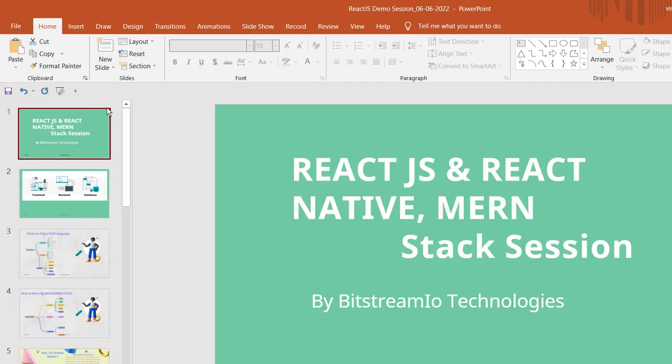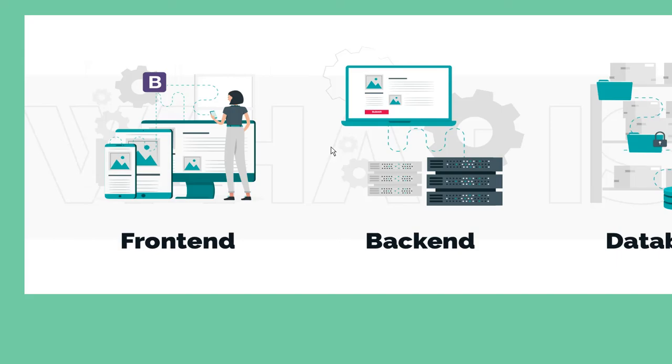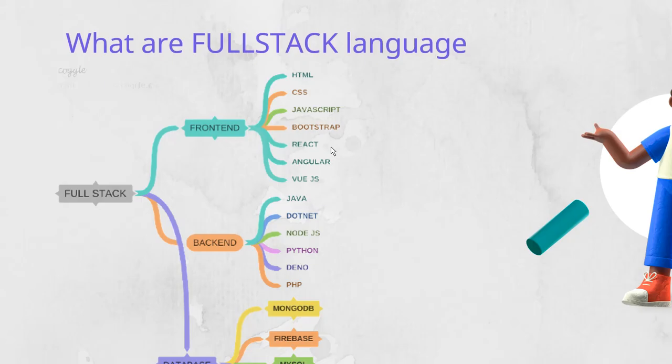But we are going to recap once again what all we have done. React.js, React Native, and MERN stack session. After that, we got to know what the front end, back end, and database are. The front end is anything visible on the browser. The back end is the part performing some business logic. The database is storing all your information. So what are the full stack languages? For the front end we have HTML, CSS, JavaScript, and for the back end Java, .NET, Node.js, etc.